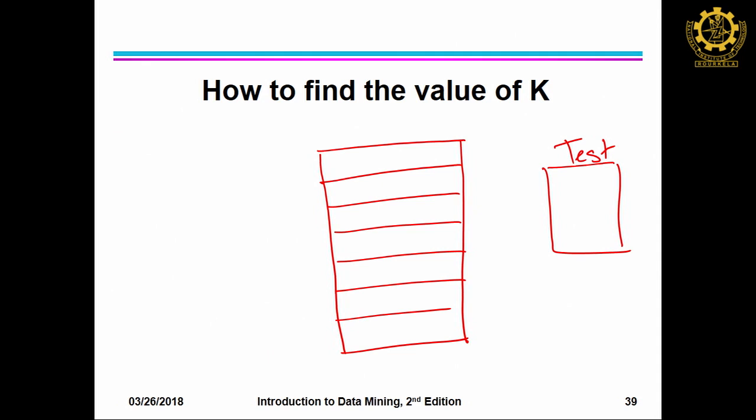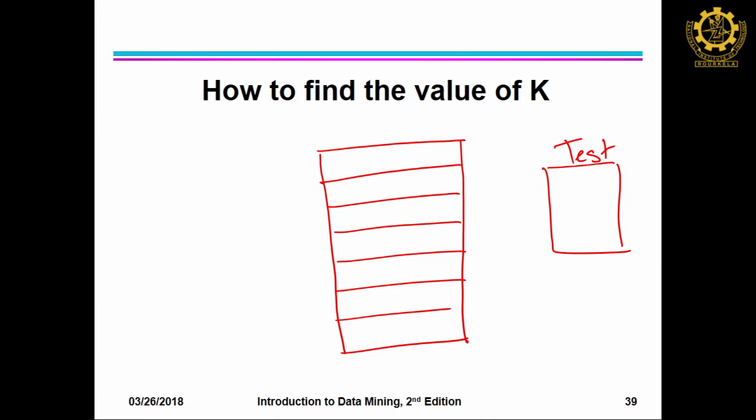So now the first question: how to find the value of k? Because finally, when you say this is my k nearest neighbor classifier, you have to say what the value of k is, and you have only the training data set. Using the training data set, you are finding distance and many other things.